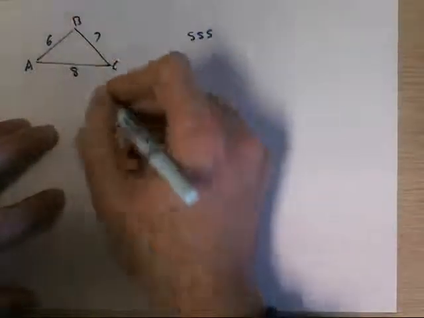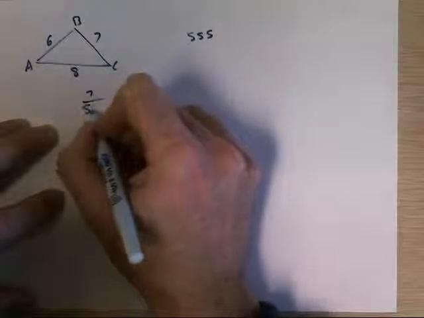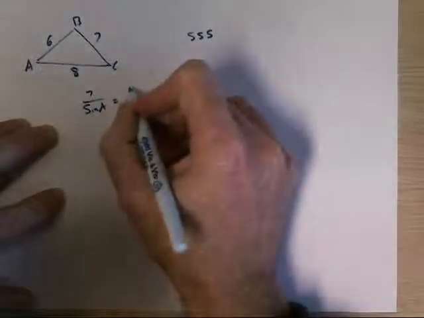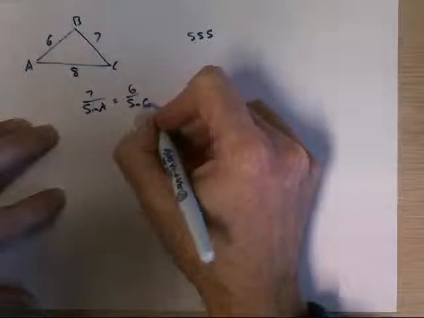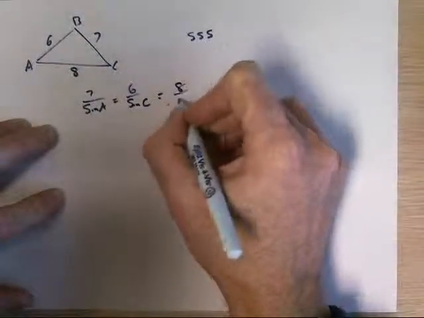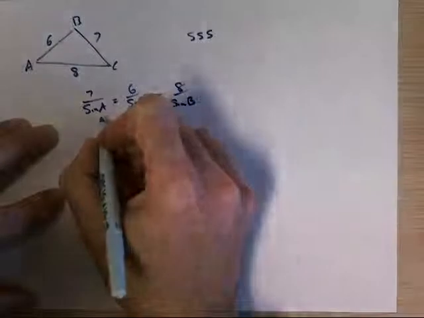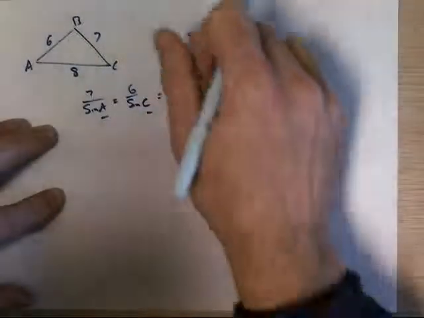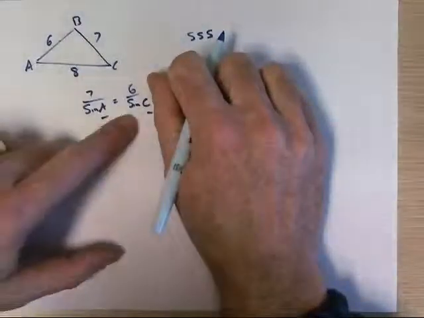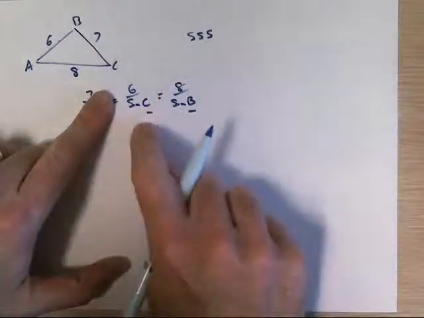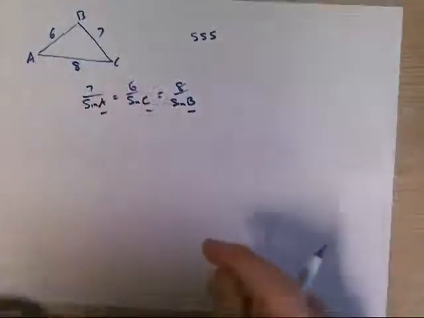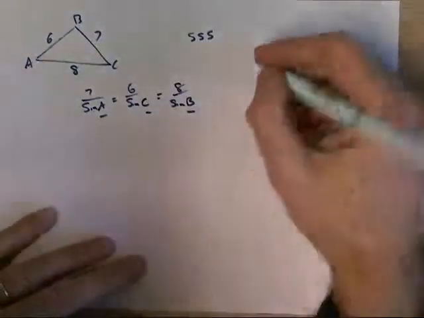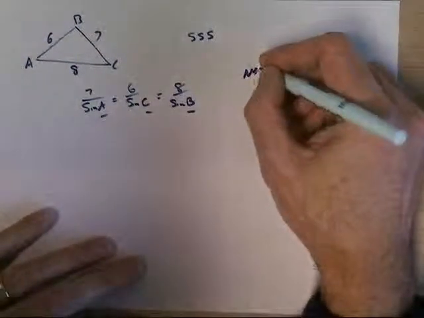But when I try to do the law of sines, I have 7 over the sine of A equals 6 over the sine of C equals 8 over the sine of B. I don't know any of the angles, so there isn't any combination here of fractions. This one, that one, this one, that one. There's always two things unknown, and I don't know how to solve it, right? I need something else.